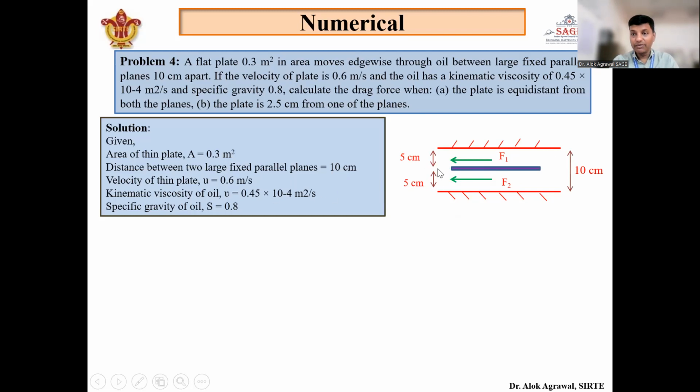Kinematic viscosity is given here, dynamic viscosity is not given. But we know that in Newton's law of viscosity, we have to put dynamic viscosity. But here kinematic viscosity and specific gravity of oil are given. And with the help of these two, we have to calculate the dynamic viscosity.